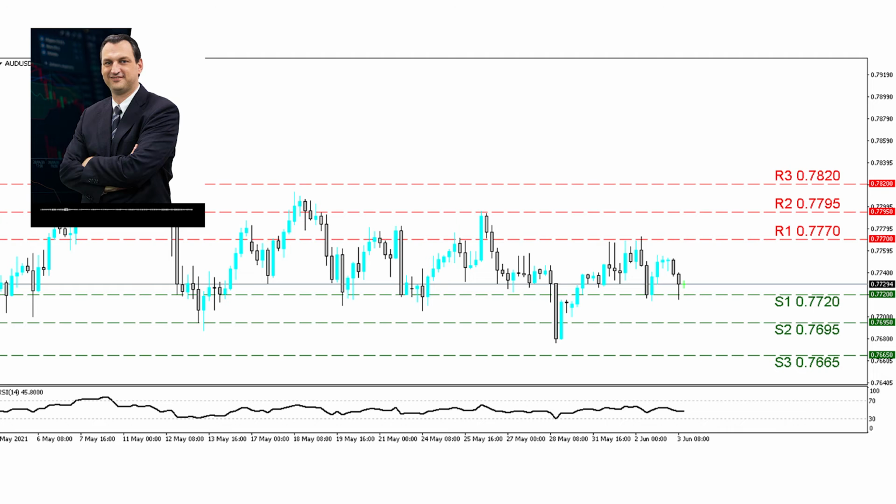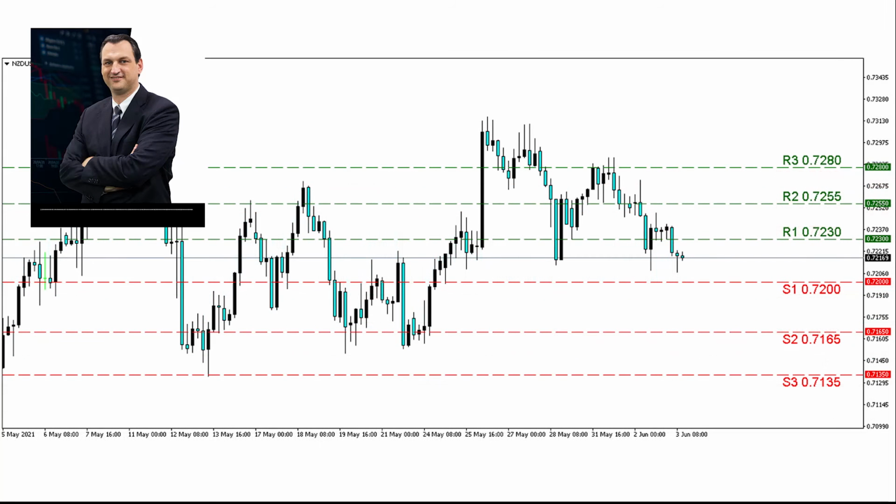In this case, a move below the S1 could create expectations for the S2 0.7695 support to come into play. Continuous selling momentum could even send the Aussie lower to the S3 0.7665 line that was seen back in April. No major releases are noted from Australia's side, so traders could focus on USD fundamentals.